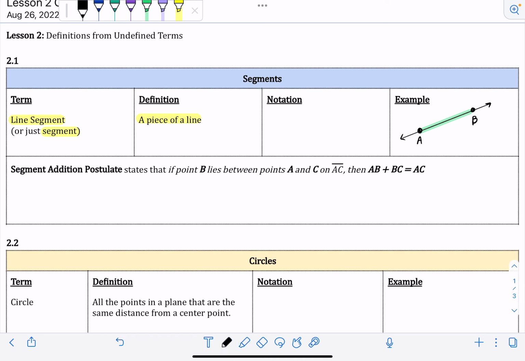And the way that we would write that in shorthand, instead of writing out segment AB, is our two capital letters of our points, so A, B, and then with a small line above them. So that means line segment, and it's read as segment AB.